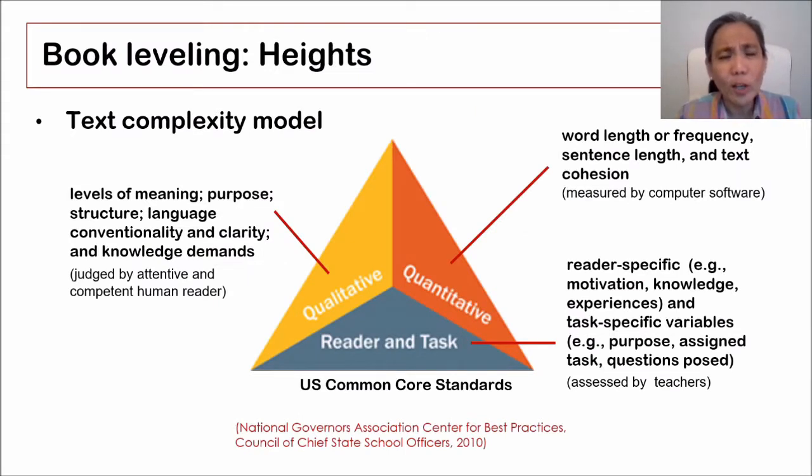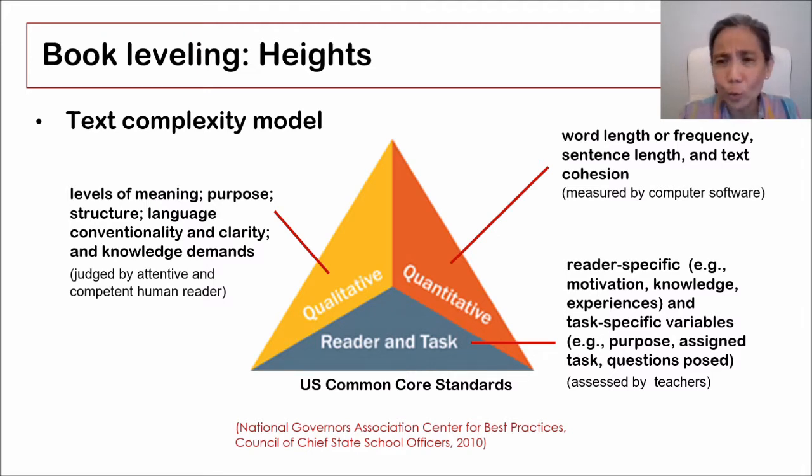One of the heights of book leveling is the existence of text complexity models that can guide the book leveling process. Among such models is the United States Common Core Standards model, which has 3 dimensions: qualitative, quantitative, and reader and task dimensions. Qualitative factors include levels of meaning, purpose, structure, language conventionality and clarity, and knowledge demands, which are all judged by an attentive and competent human reader.